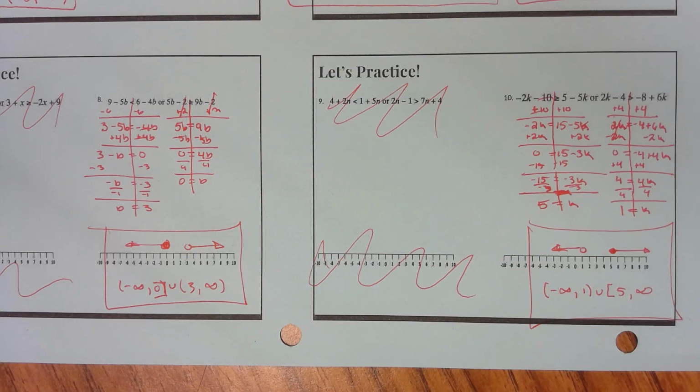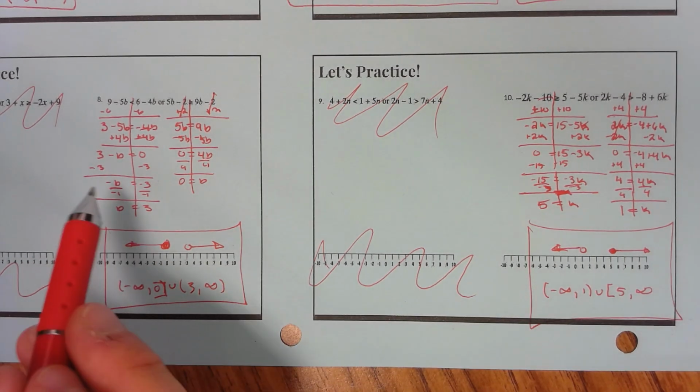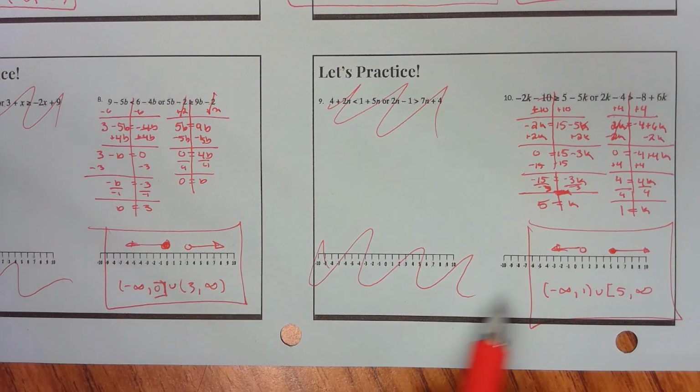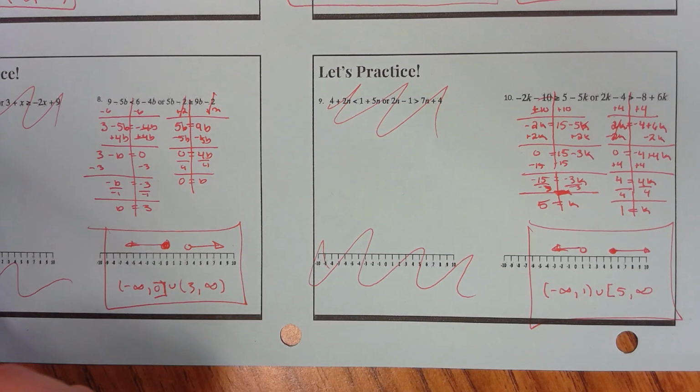All right, for everyone watching the video, you can go ahead and check your work here. Seeing what I get for the anchor points, then the shading, and then also what the inequality is, or the interval notation representing the number lines. So go ahead and check everything.